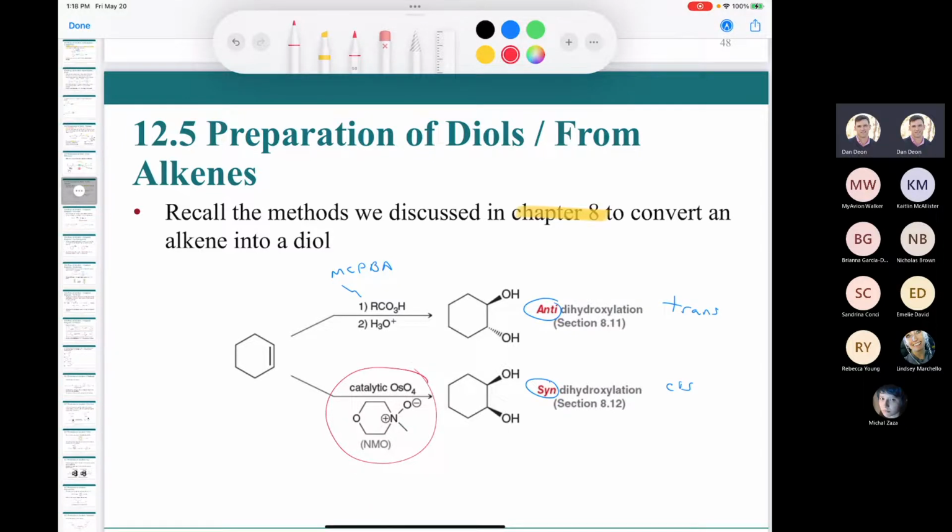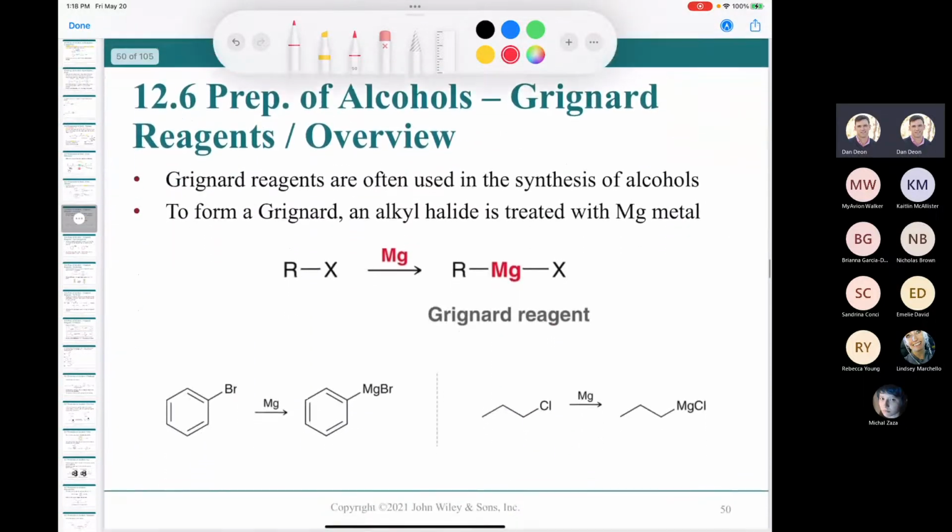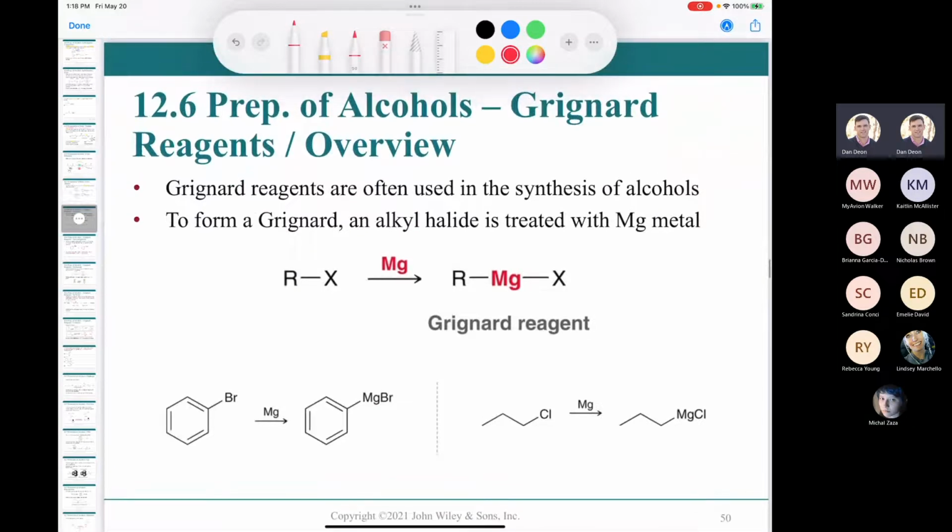All right, well, let's move on and take a look at section 12.6, which deals with what is called the Grignard reaction. So the Grignard reaction, or it says here Grignard reagents, and Grignard reagents are often used in the synthesis of an alcohol. What is a Grignard reagent, you might ask?